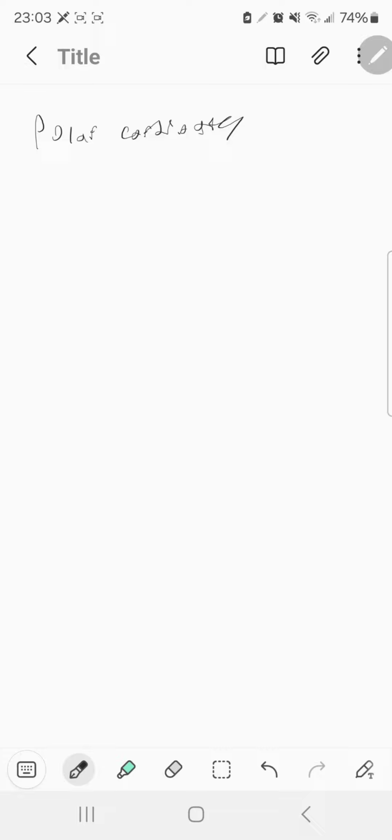Polar coordinates. So normally, when we have a graph or point, we imagine it in terms of x and y coordinates.